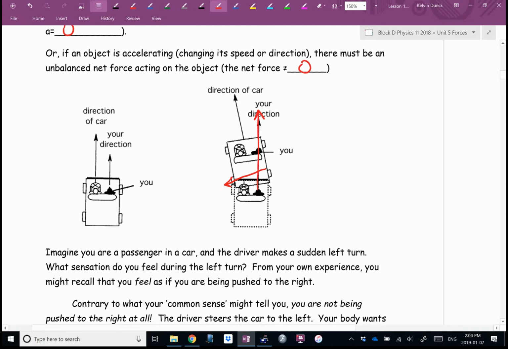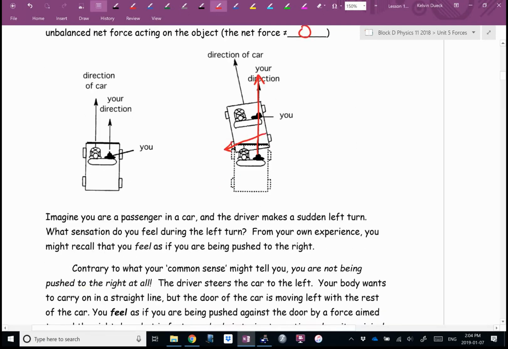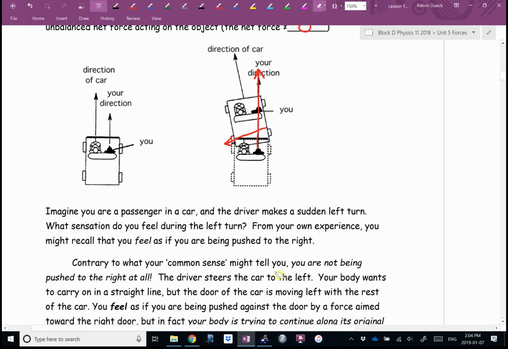Now, it's a combination of the door pushing against you and friction between your seat and the pants that you're wearing as well. And also you have to exert a force on your head through your spine. But it's because you want to keep going in a straight line at a steady speed. So I wrote here, contrary to what your common sense might tell you, you're not being pushed to the right at all. The driver steers the car to the left. Your body wants to keep going in a straight line at a steady speed.